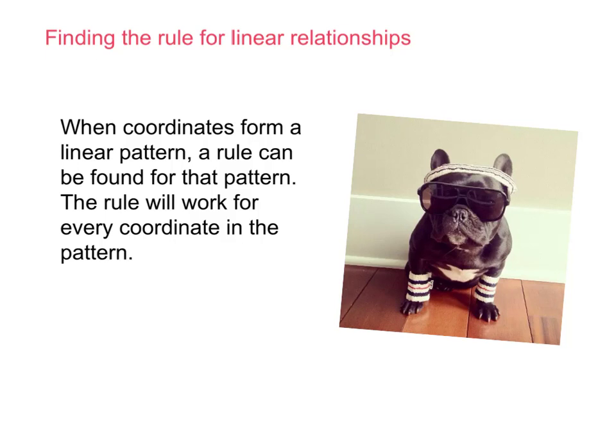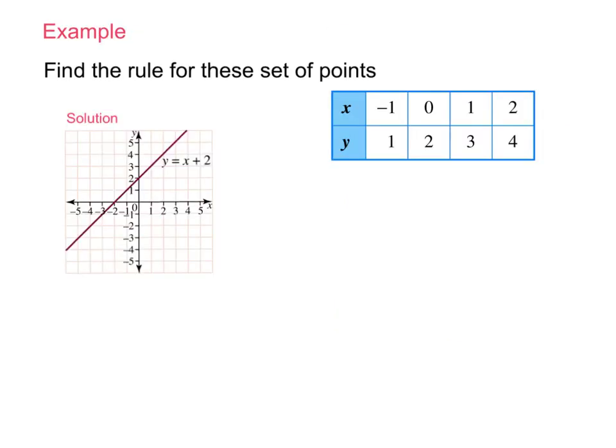So we've had a bit of looking at Cartesian planes and looking at rules that we were already given. Now today you're going to learn how to actually find the rules for the linear relationship. So, our example here says, find the rule for these set of points. Now, these points form a linear pattern. I've actually given you the solution over here, okay? So, we actually have the solution.